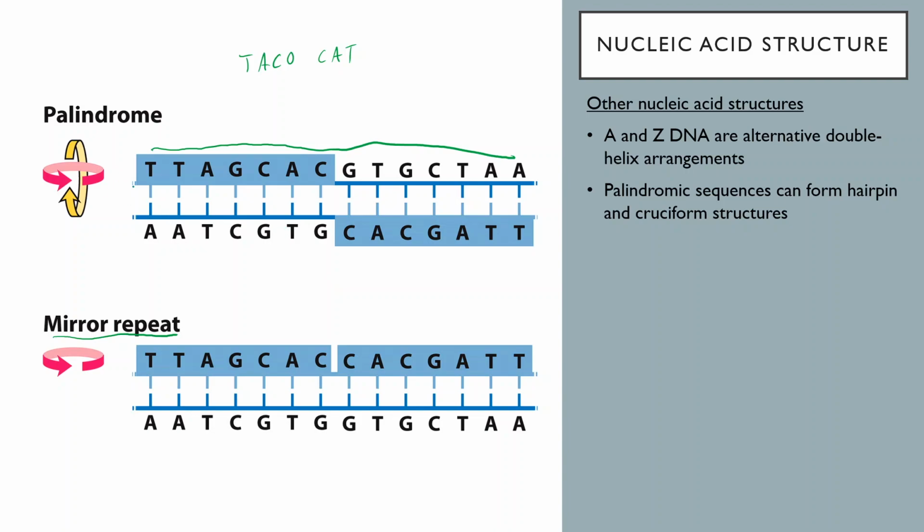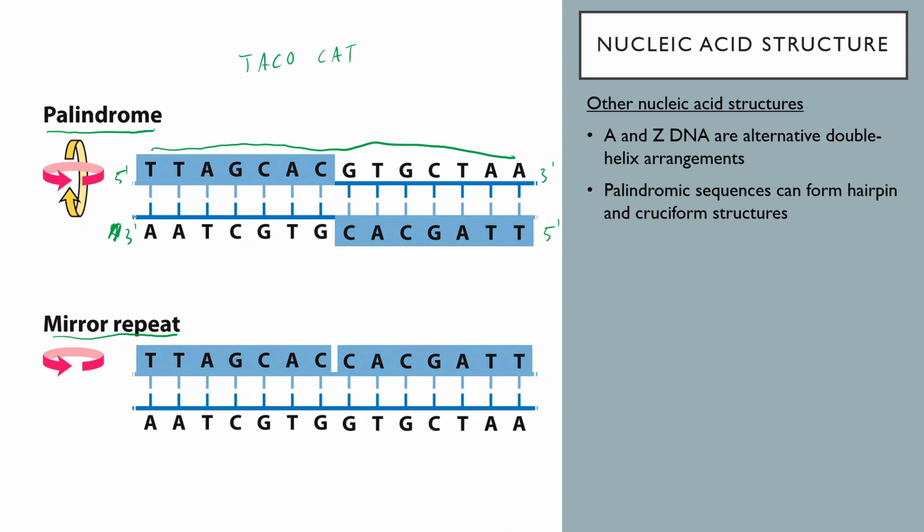And remember that these are anti-parallel. So if this is the 5' end of this strand, that means this is the 3' end, and this is then the 3' end of the other strand, and this corresponds to the 5' end. So again, if you start at the 5' end of either strand, the sequence is the same. So that's why we call this a palindrome.